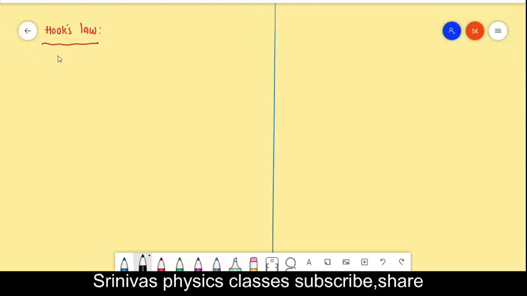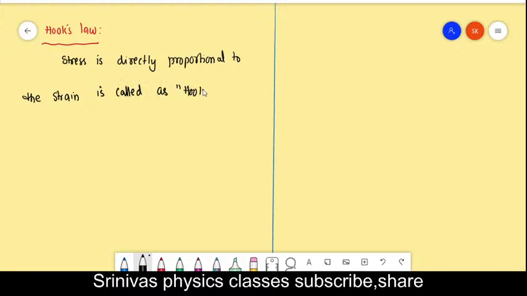Hooke's law is that stress is directly proportional to strain. This is called Hooke's law. Hooke's law means stress is proportional to strain. Very simple it is.